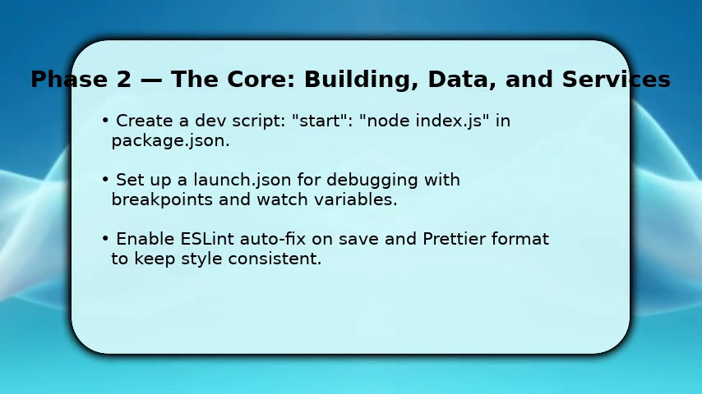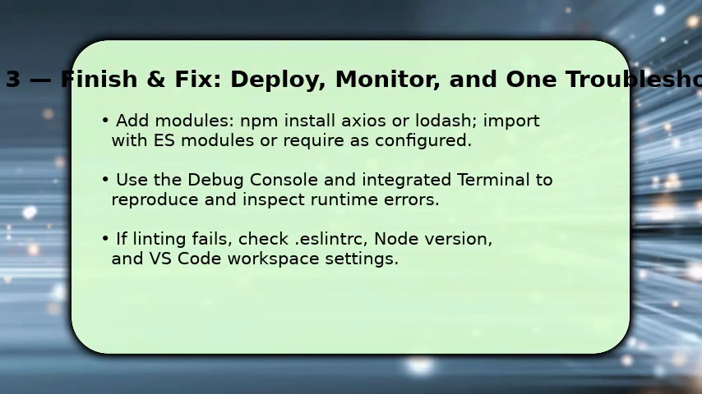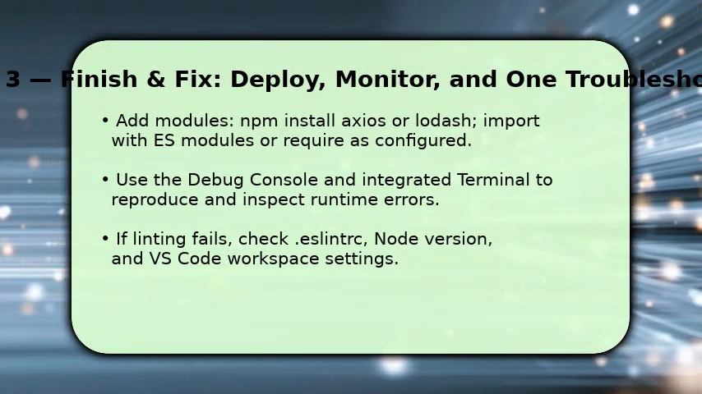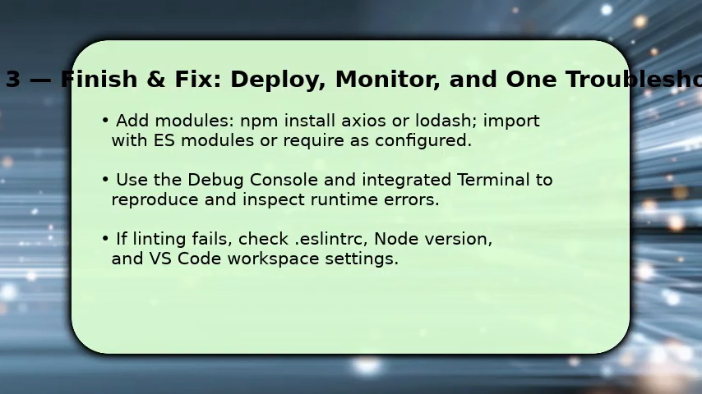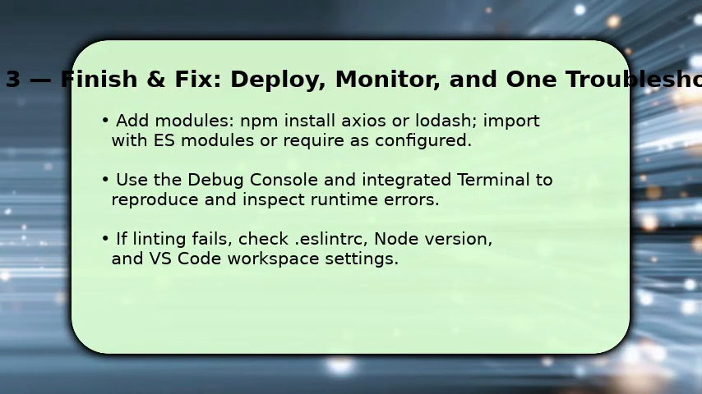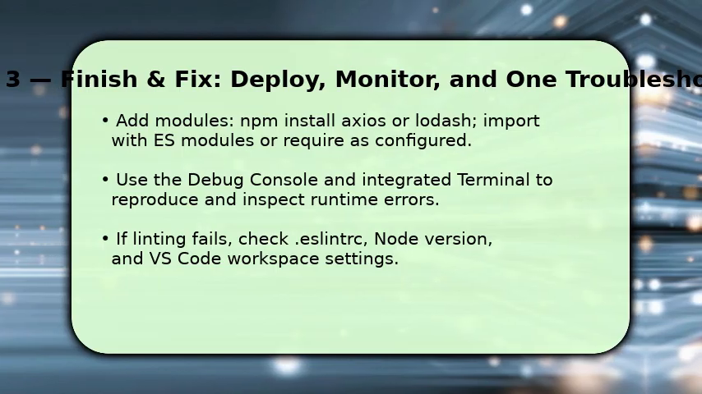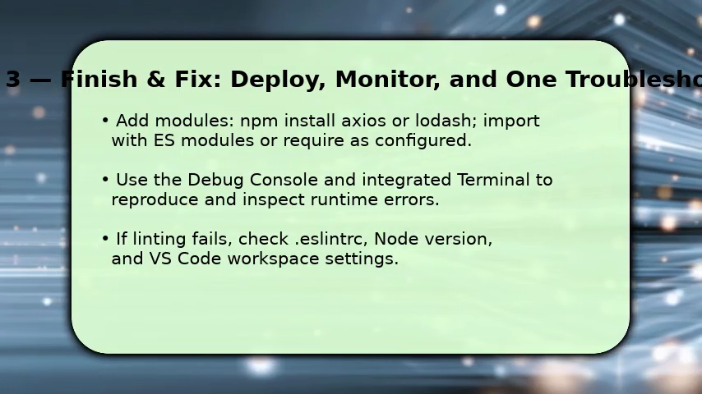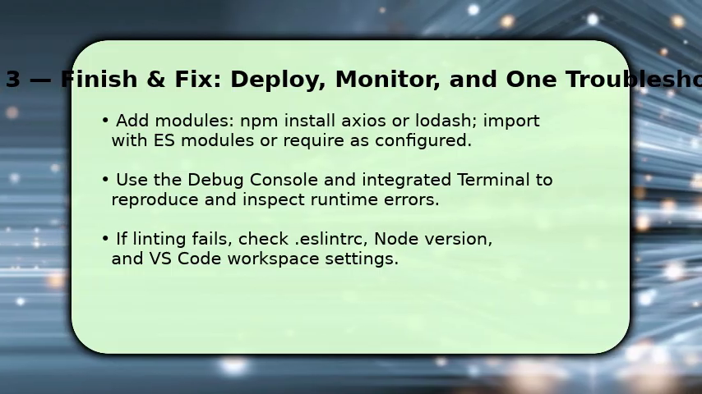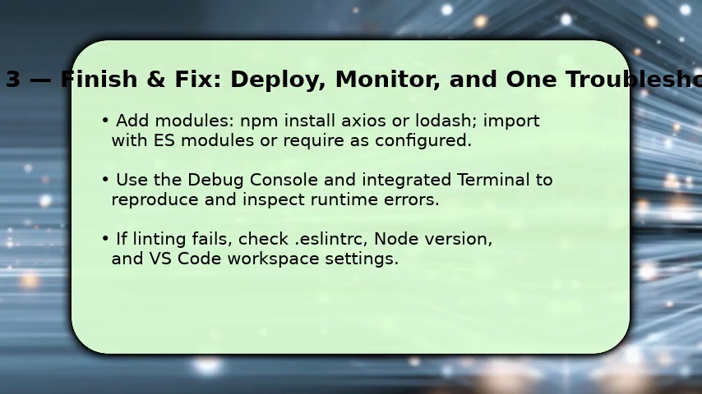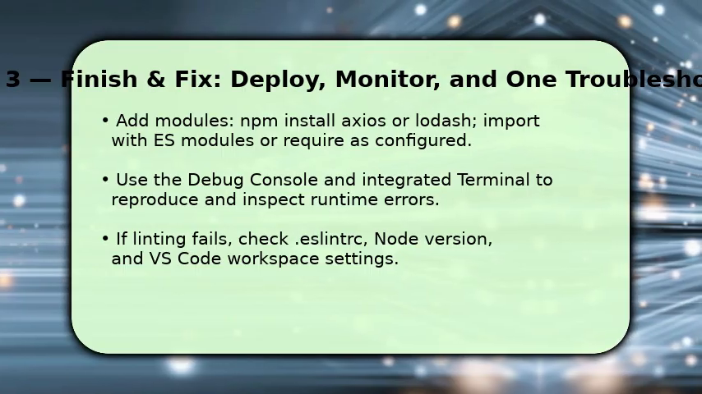To finish, install libraries with npm install axios or similar, then import them using your chosen module system, ES modules or CommonJS, consistent with the package.json type. Use the debug console to evaluate expressions and the integrated terminal to run scripts and capture stdout. Make sure source maps are enabled for transpiled code.